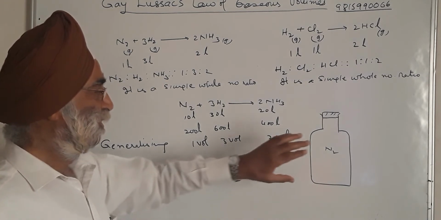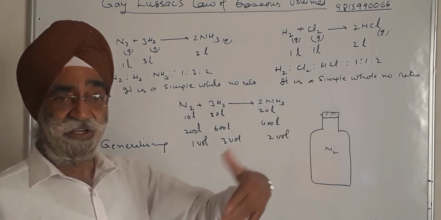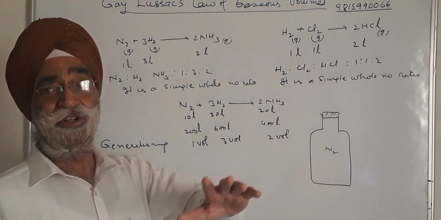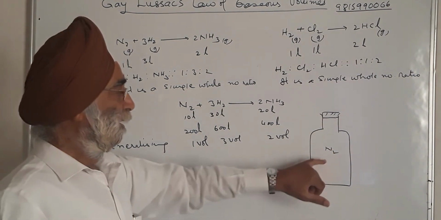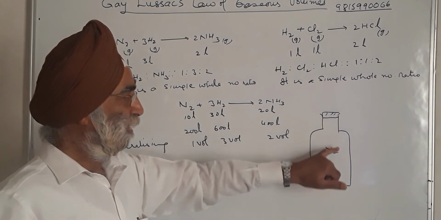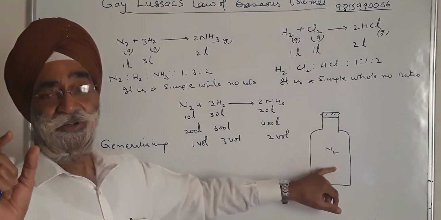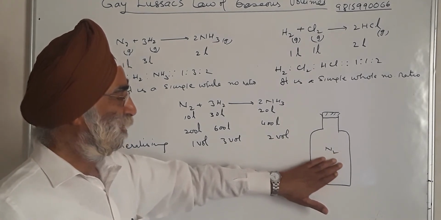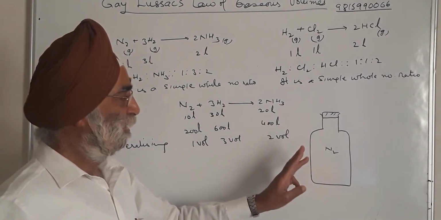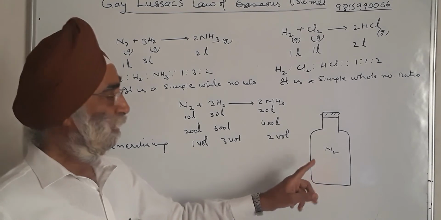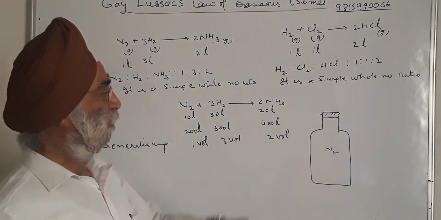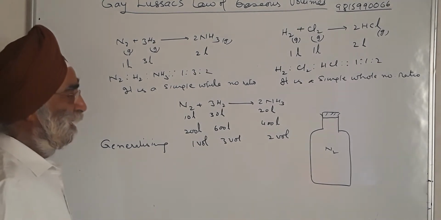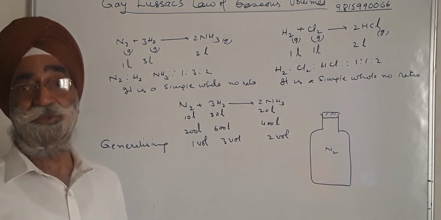We have randomly taken this cylinder filled with nitrogen at a given temperature and pressure, say STP. This will be taken as a unit, a mark of unit. This is the volume of nitrogen. 3 such cylinders of hydrogen are required. 2 such cylinders of ammonia will be produced. This means we are selecting it in terms of volumes.